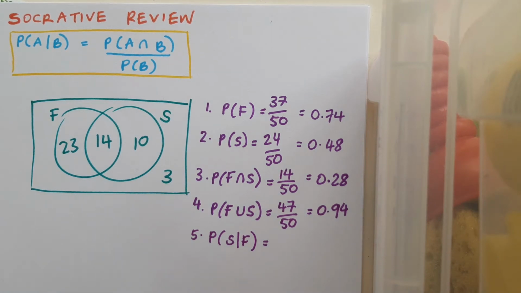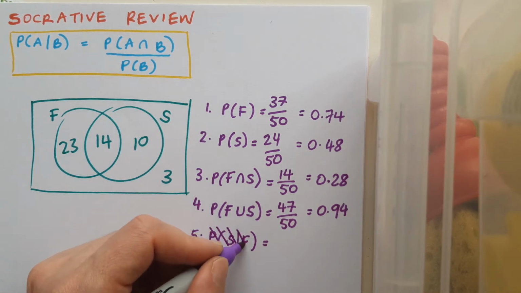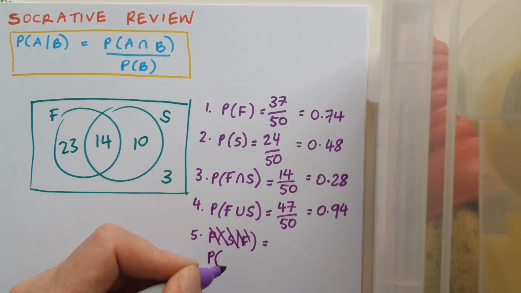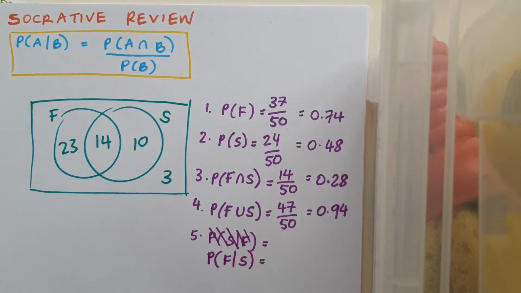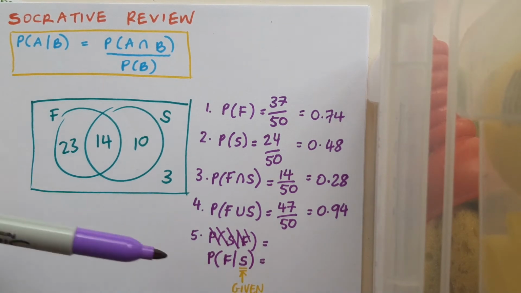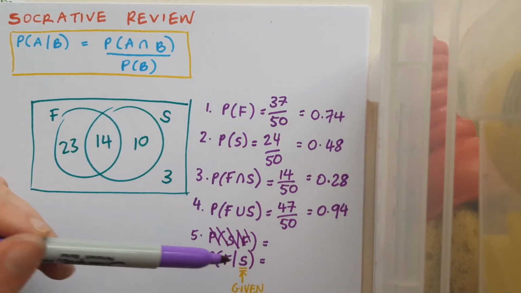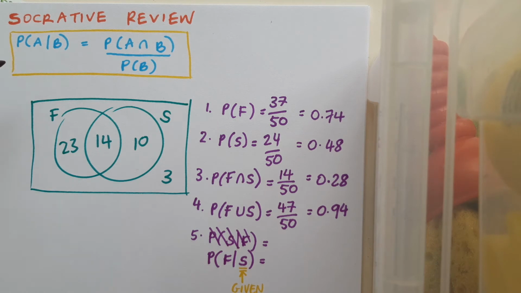Question 5 asked you, what is the probability that somebody plays a sport, given that they, apologies, I read that the wrong way around. Let me just fix that. The probability that they speak a foreign language, given that they play a sport. It's important that the given term or event goes in at the end there. So I've got the formula up the top here, just the general formula, probability of A given B equals probability of A intersection B over probability of B.